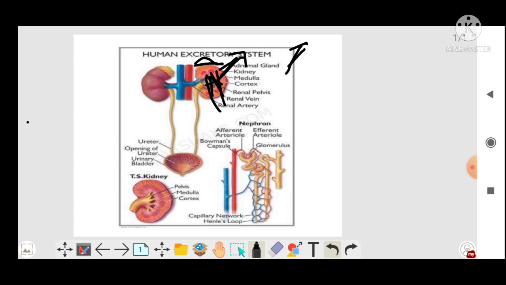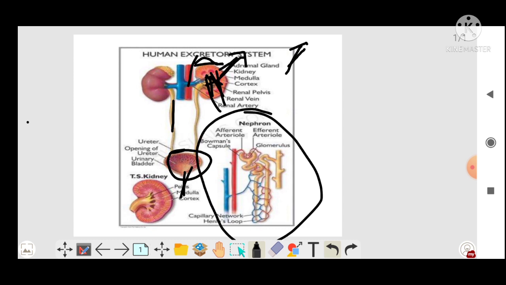This is the pelvis, renal pelvis, and this is the renal artery and renal vein. This portion is the ureter, with the opening of the ureter here, and this is the urinary bladder, where urine is stored, and this is the bladder opening. And this is the nephron, the functional unit of the kidney. It will be discussed in the next slide.